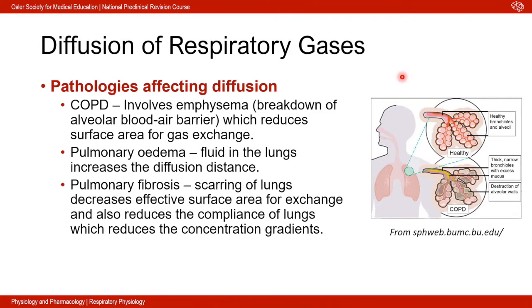And then pulmonary fibrosis, I mentioned before, is the scarring of the lungs. It's happened to a lot of patients with COVID. They have all this residual scarring in their lungs, and they have a lot of complications from this. It decreases the effective surface area, and will also reduce the compliance of the lungs. So you're going to have less surface area and a less steep concentration gradient, so our diffusion is going to be a lot lower, and the oxygenation of the blood is therefore going to be a lot less.